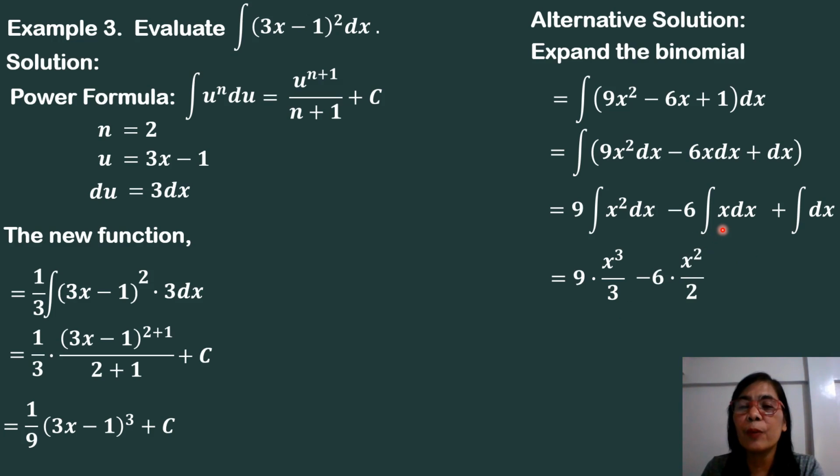Same formula will be applied in the second term. So we have integral of u is x, n is 1. The differential of x is dx. So we have now x raised to 1 plus 1 all over 1 plus 1. Then plus the integral of dx, we can apply in here the definition of indefinite integral, where the integral of the differential of u is equal to u plus c. So the integral of differential of x is equal to x. We have now eliminated all the integral signs, and so we add arbitrary constant c. So simplifying, we now have 3x cubed minus 3x squared plus x plus c.